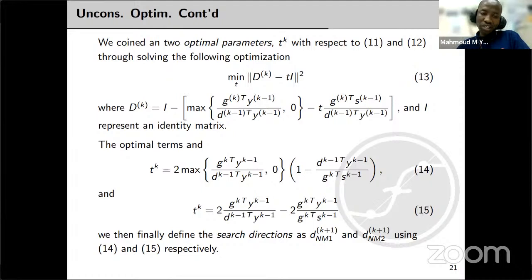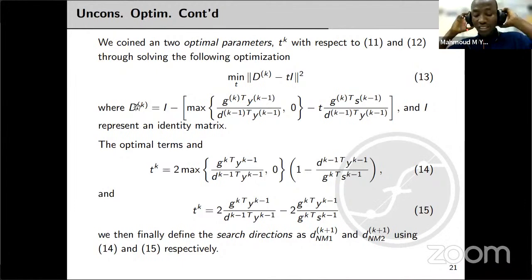So solving this optimization problem with respect to either equation 11 of beta_k DL or equation 12 of beta_k DL plus, we are able to obtain the optimal terms of the t's stated in equations 14 and 15. We then make use of these two optimal parameters and incorporate them back into the Dai-Liao terms, and came up with such directions called DM1 and DM2. And we use such directions in stating the algorithm, as you can see in the next slides.